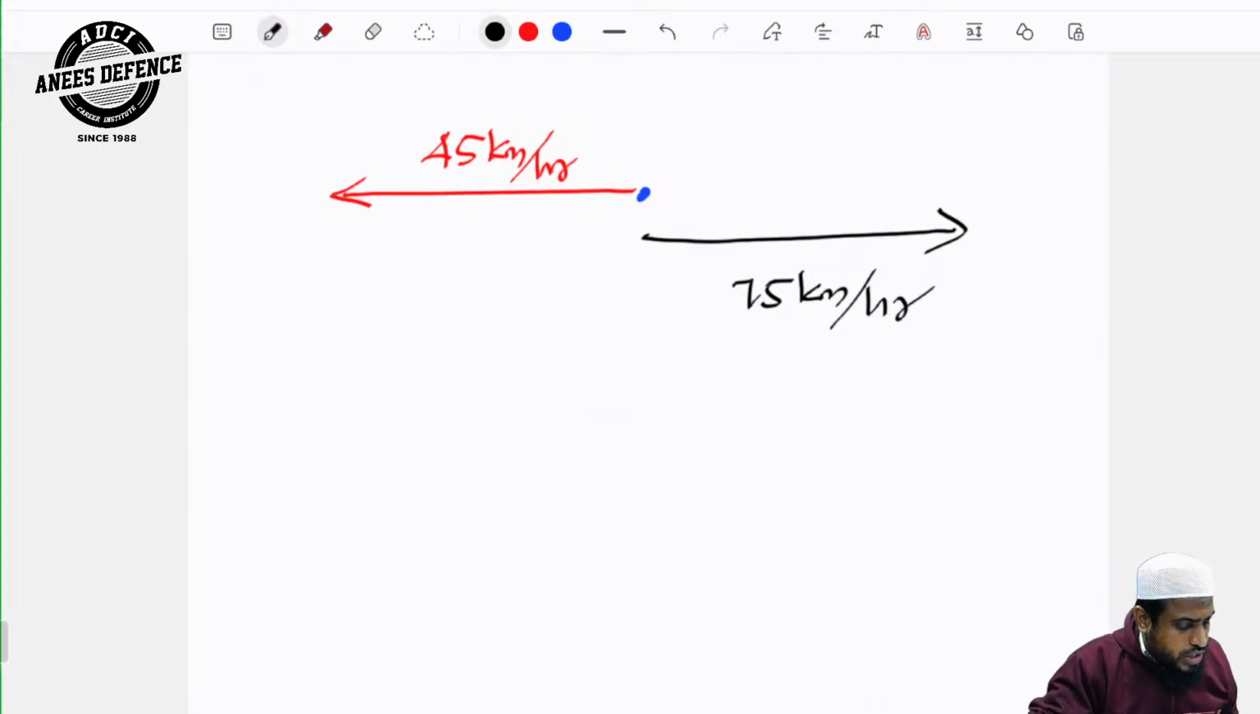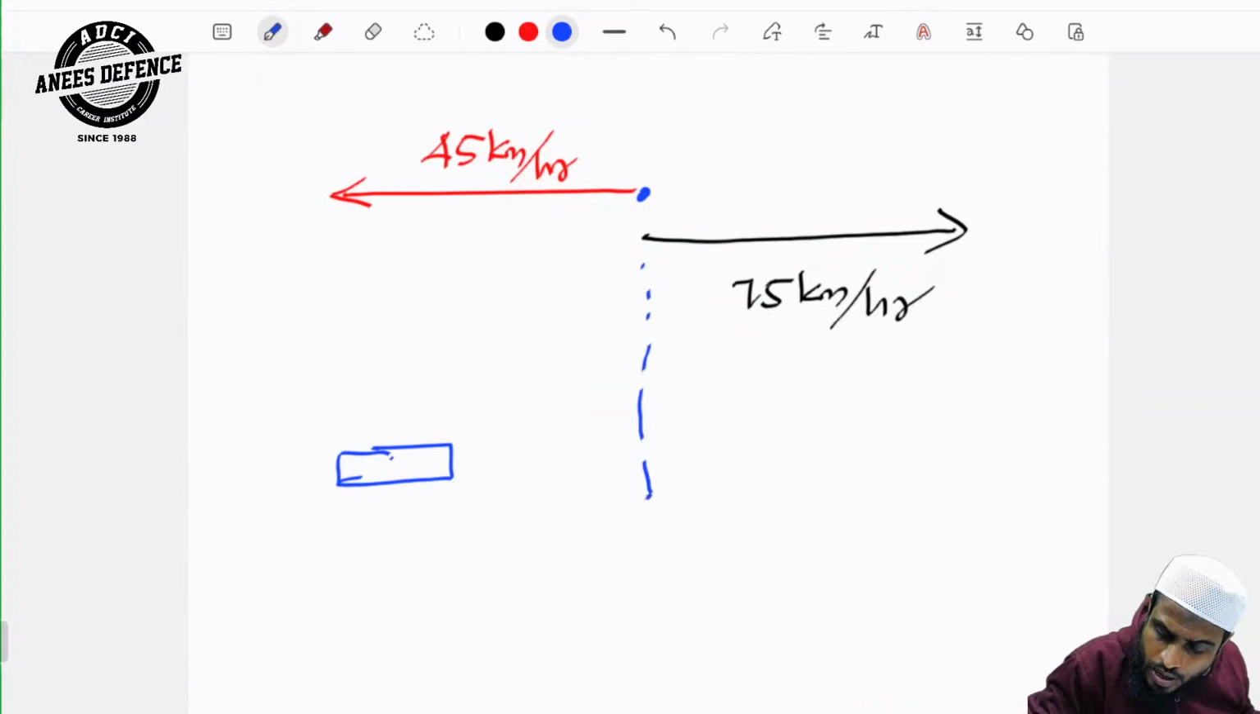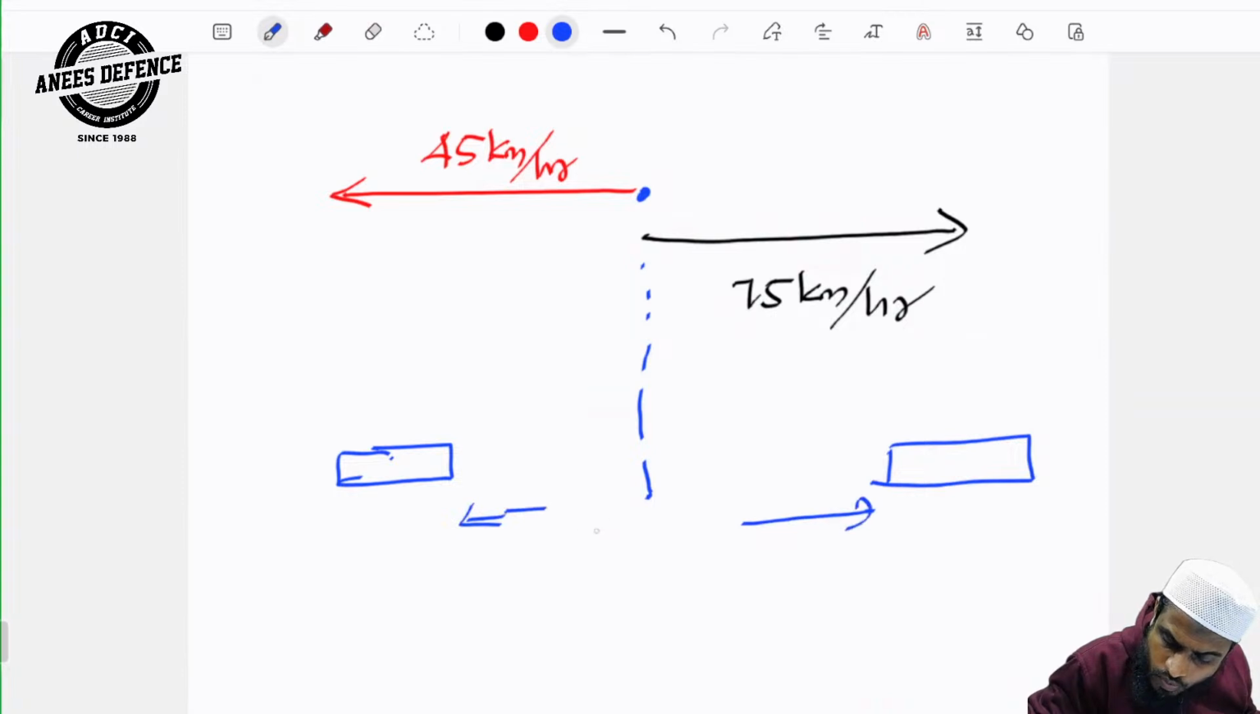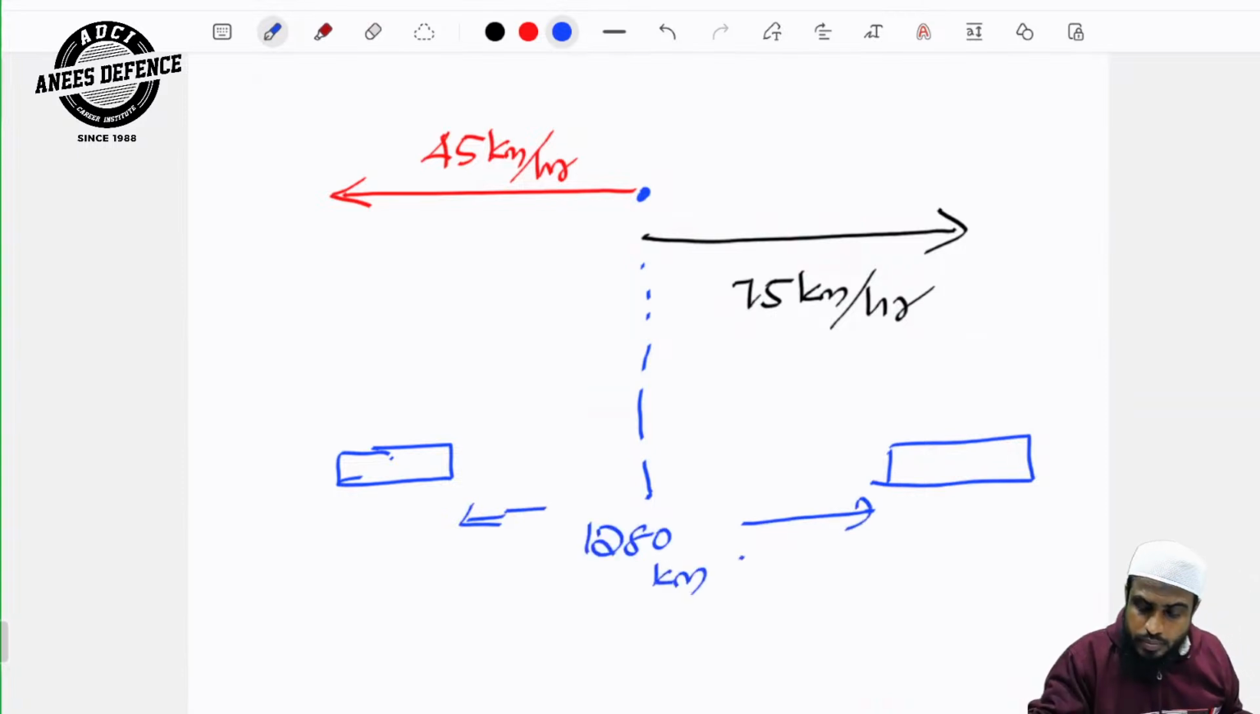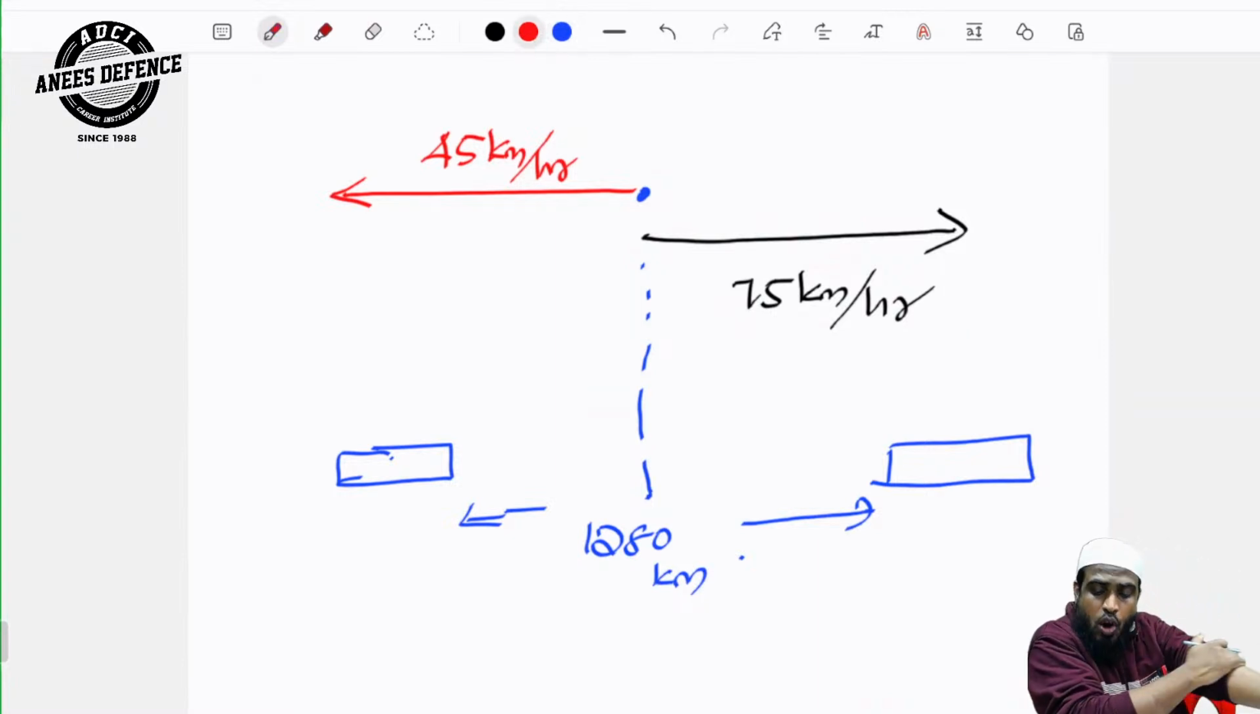After how many hours will they be 1280 km apart? Meaning, this is the train and this is the initial position. After some time, this train will be at this position. So this distance is 1280 km apart.